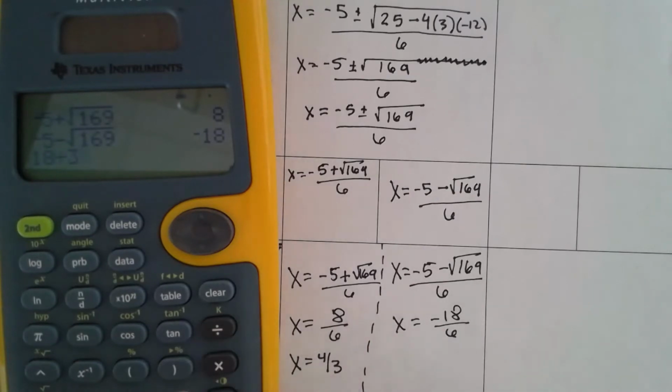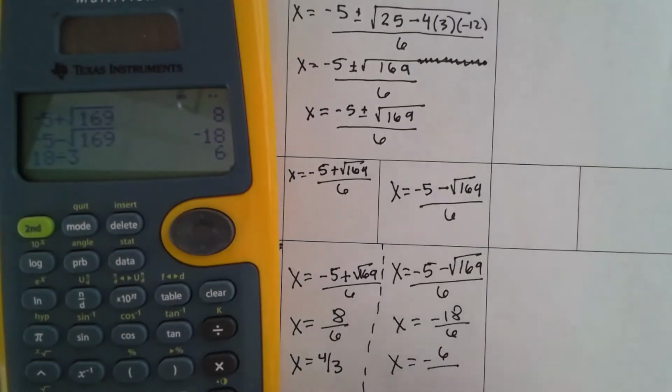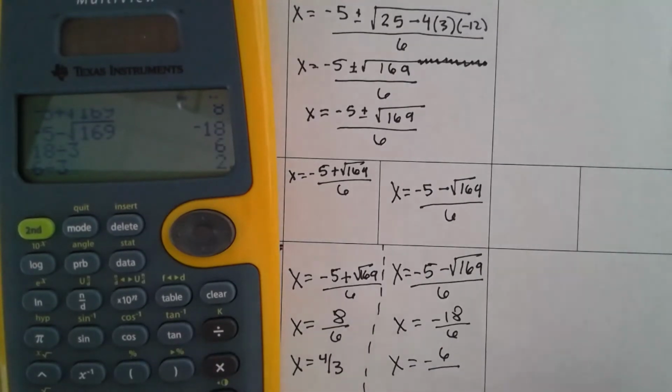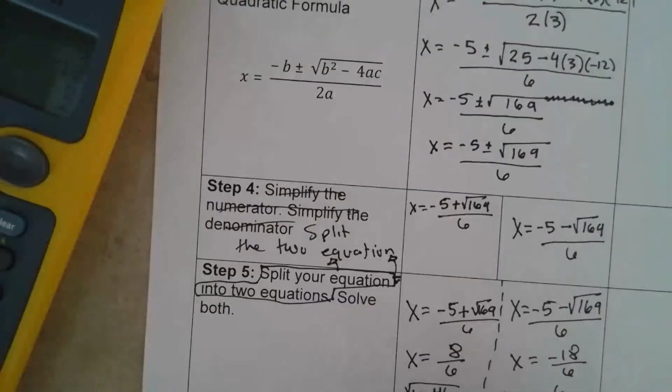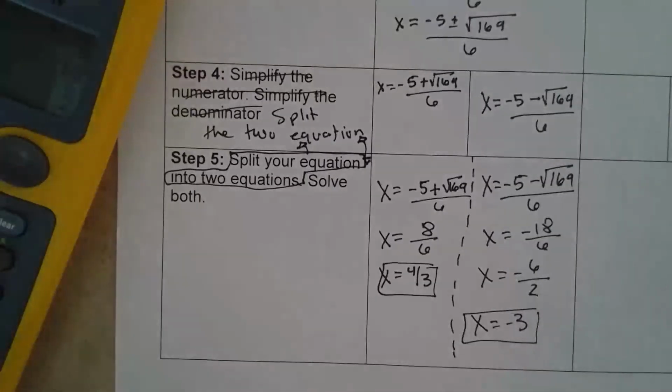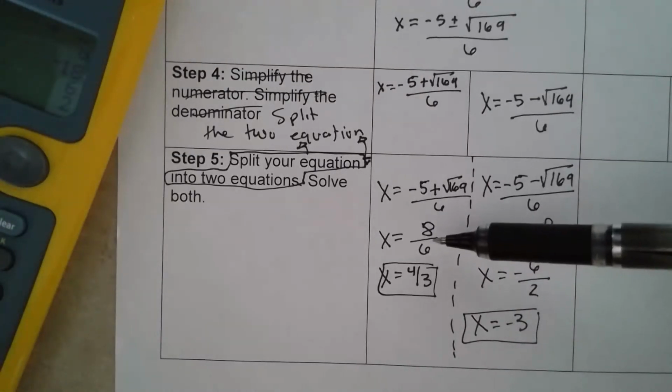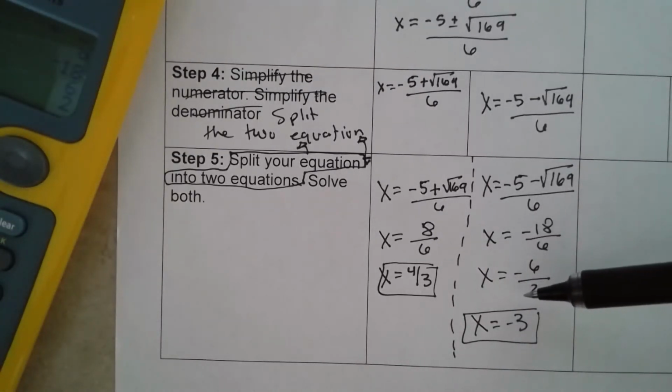18 divided by 3 is 6. And then 6 divided by 3 is 2. Oh, and we could go one further. So x equals negative 3. So my two answers are going to be x equals 4/3 and x equals negative 3. Okay.